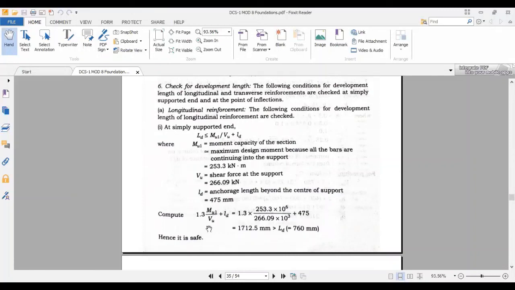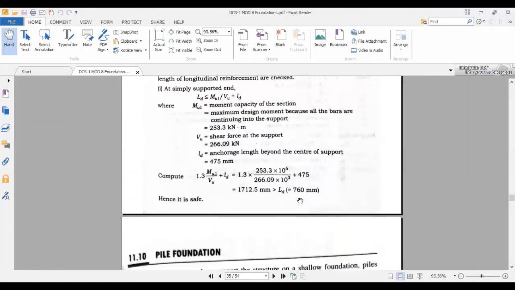So we'll put the values and compute 1.3 of M1 upon Vu plus LD. So this value becomes 1712.5 mm, and it is greater than LD, which is 760 mm, so it is safe.